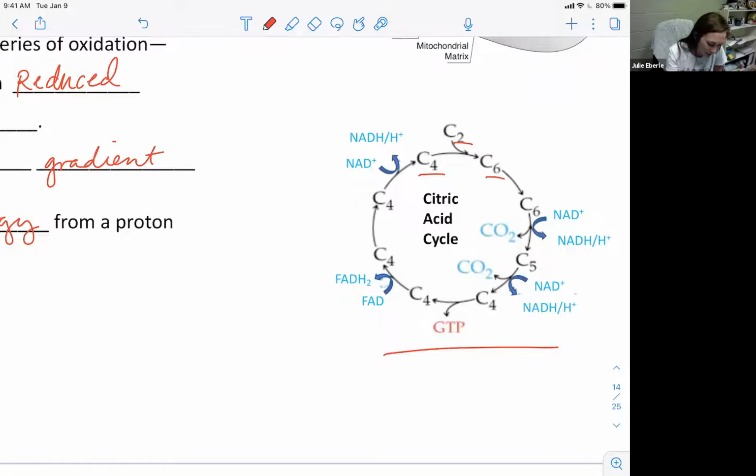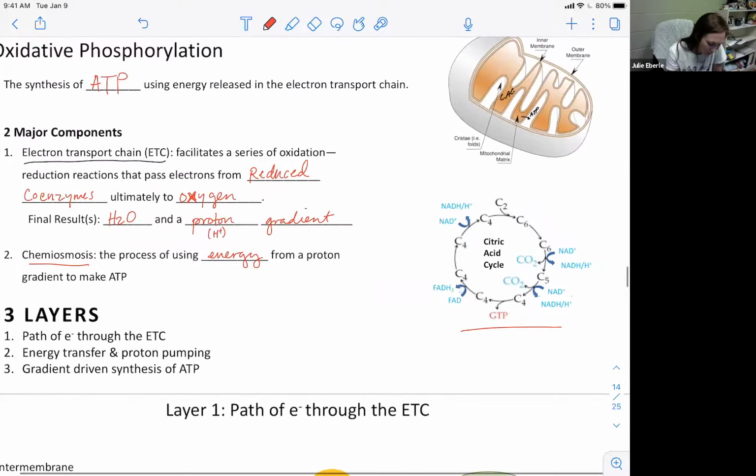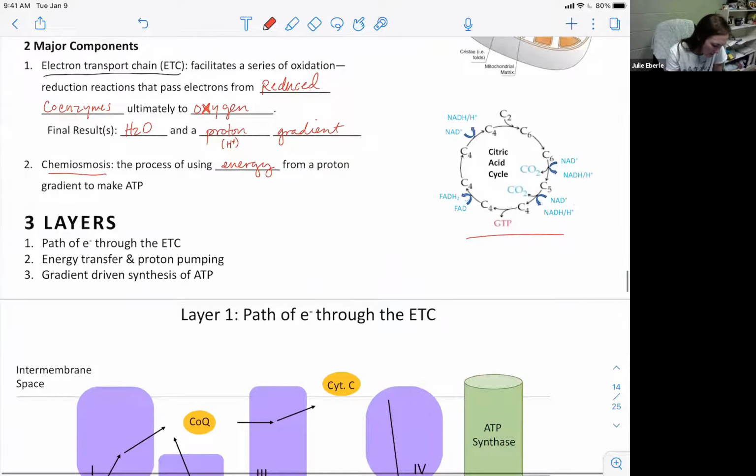I would go through and just number this: step 1, step 2, step 3, step 4, and so on. But you don't have to do that either. This is just a simplified version of the citric acid cycle for you to see and to remember what steps give us what. Okay, so I'm going to give you a summary here.